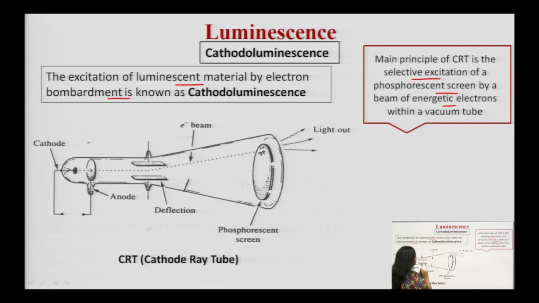Here you can see the structure of the cathode ray tube. There is an electron gun consisting of a cathode, anode, and heater. There is a set of accelerating plates, a deflection system, and a screen, and on the back side of the screen a phosphorescent material is applied. What will happen?